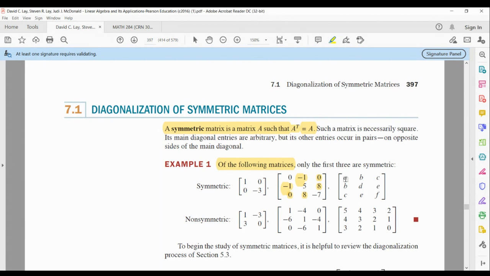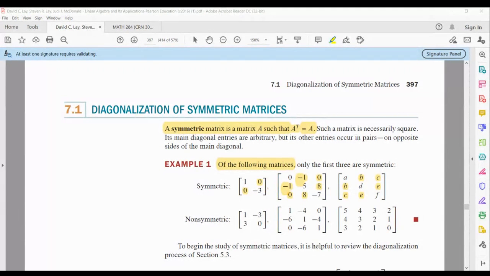For the third matrix, you have a B here, and it's reflected across the diagonal. C is reflected across the diagonal, and E is reflected across the diagonal. And then here you have the zeros reflected across the diagonal.